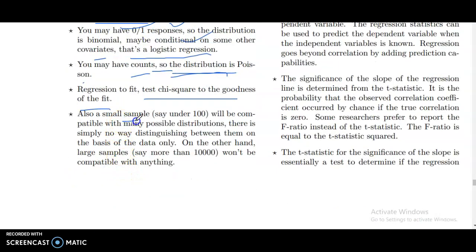Also, a small sample, say under 100, will be compatible with many possible distributions. There is simply no way to distinguish between them on the basis of the data only. On the other hand, a large sample, say more than 10,000, won't be compatible with anything.